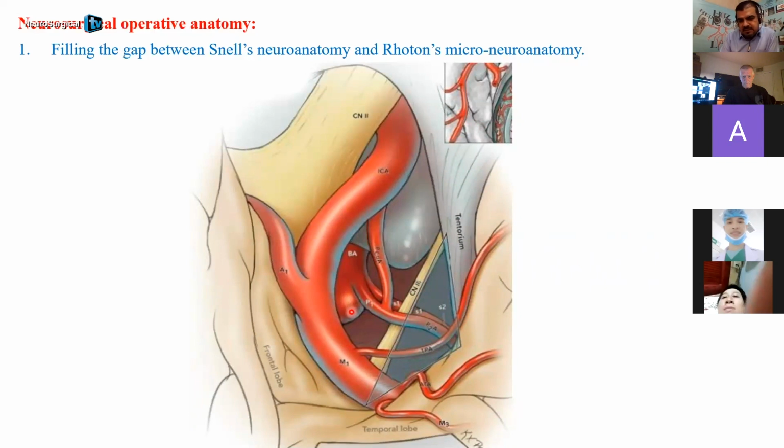What's this? It's a basilar tip too high from the dorsum sellae. This is not a usual scenario. Also, what's this? The third nerve insertion is far away, usually more medial.